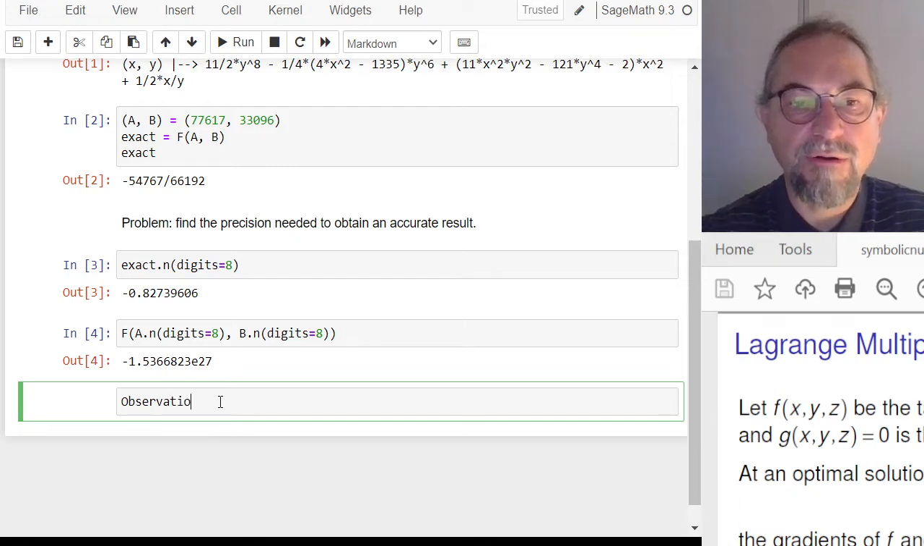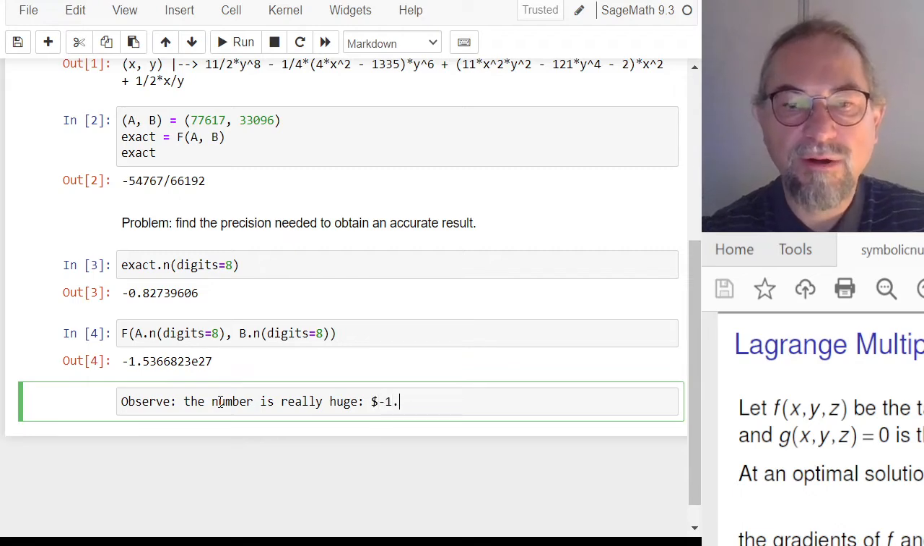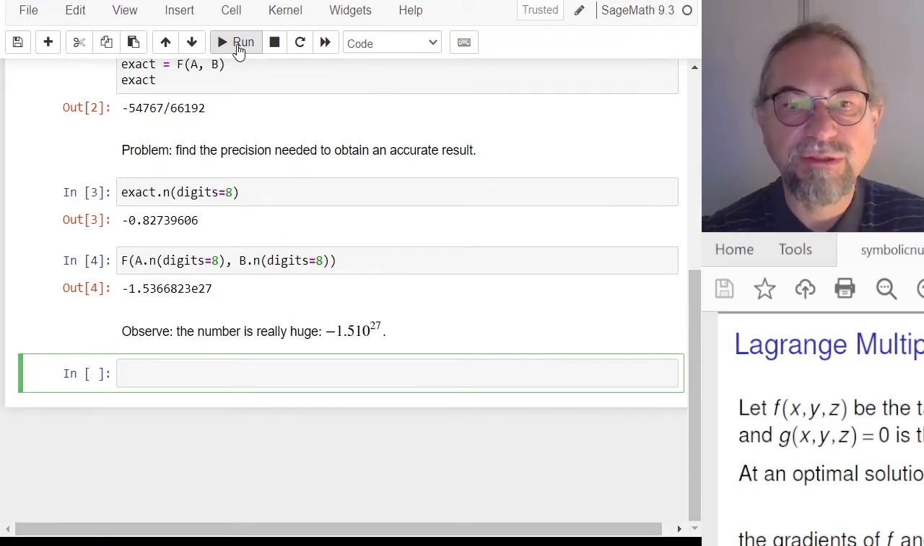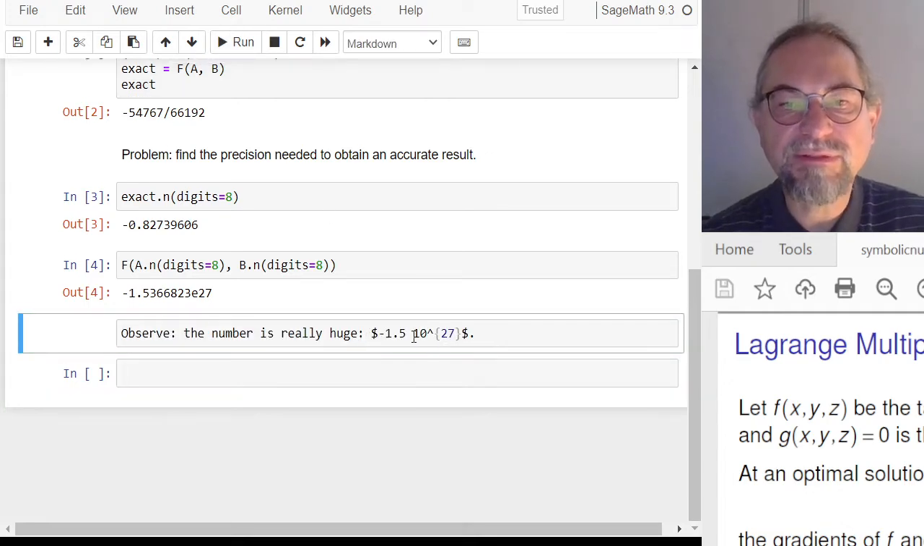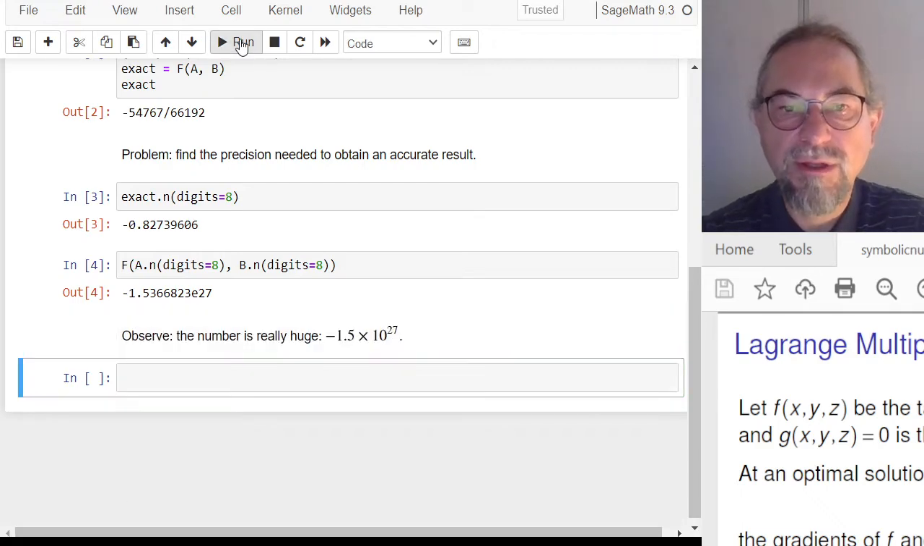And I will make the observation: observe that the number is really huge. We have minus 1.5, so it's a very negative number, but it's 10 to the power 27. Just in case we did not notice the scientific notation, here it is. So very, very far.